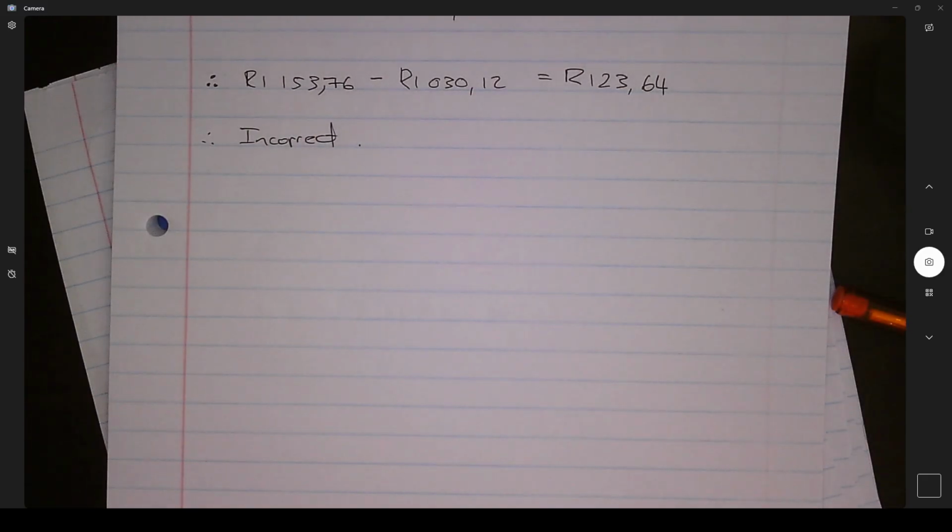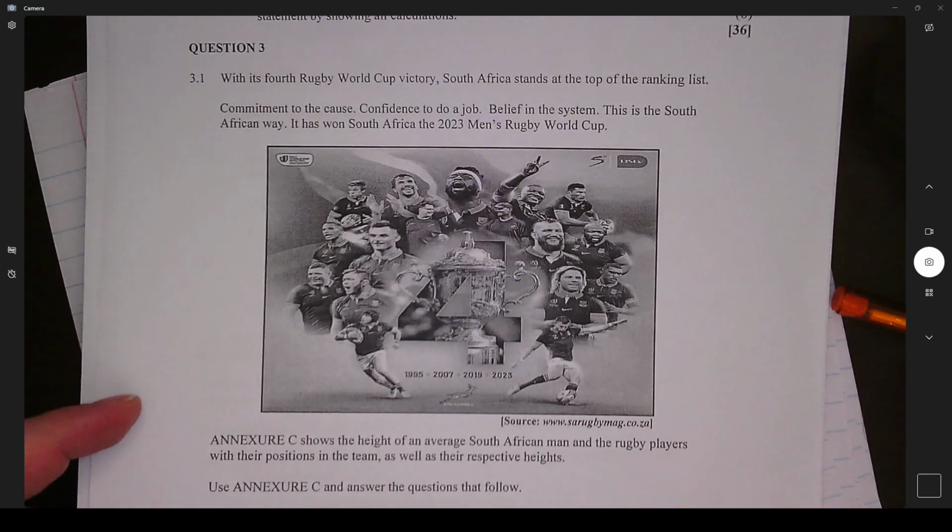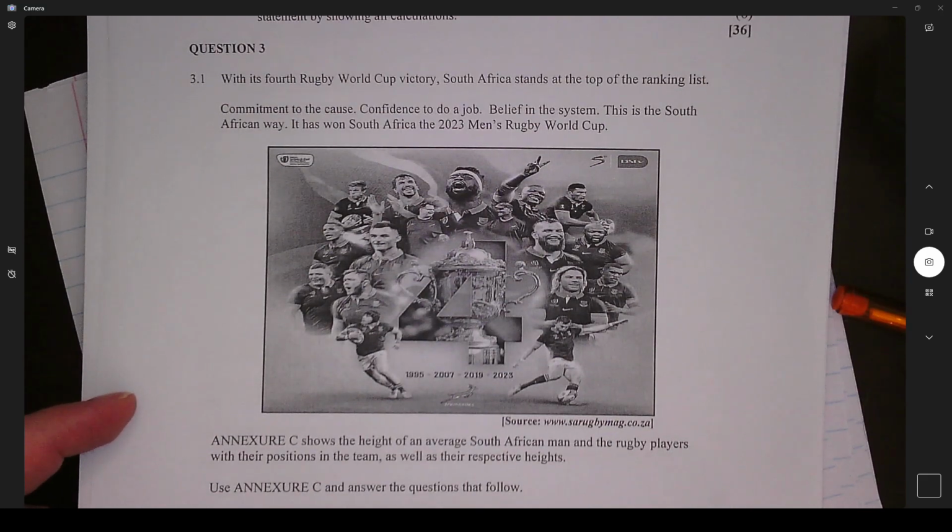I am busy working from the Gauteng June exam from 2024 for Mathematical Literacy. I am continuing with question 3 from that paper. This was recorded right after the World Cup.